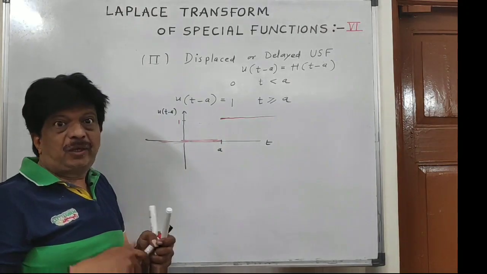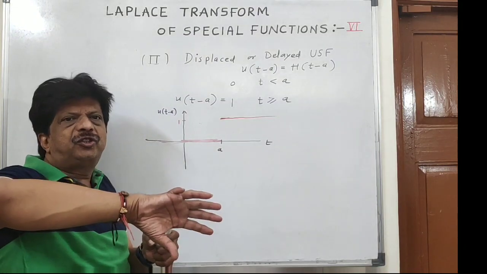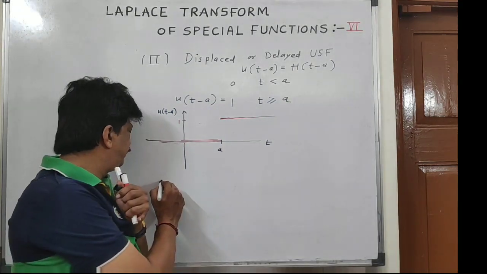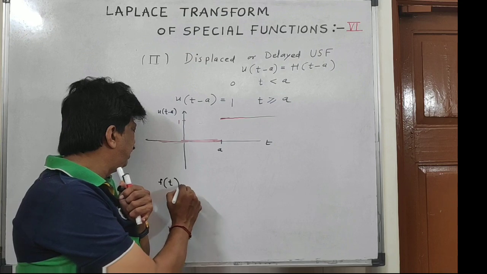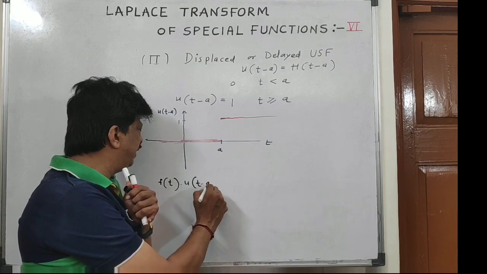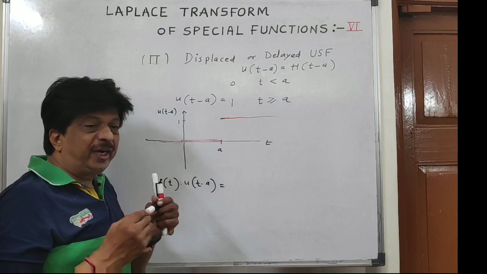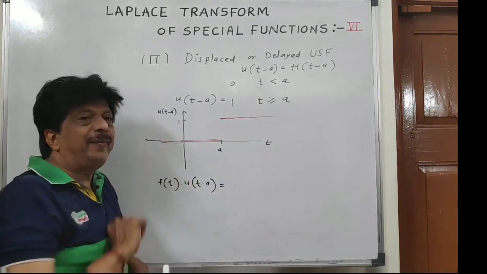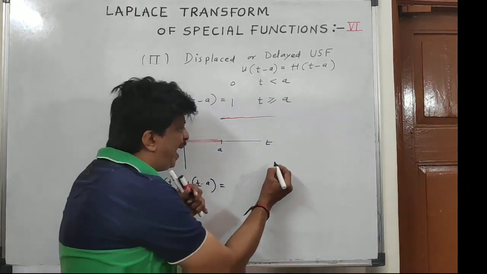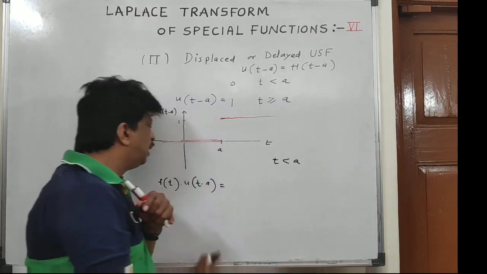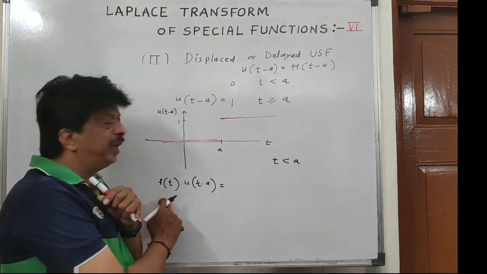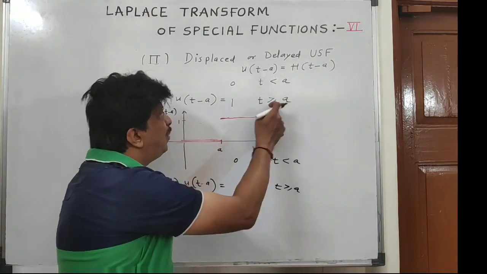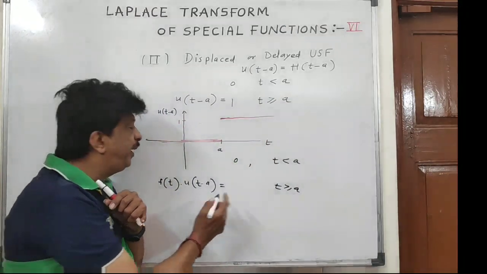Now, the effect of multiplication of any arbitrary function f of t with this function u of t minus a. Consider f of t is any arbitrary function. We have taken a parabola and this u of t minus a. Now, when t is less than a, u of t minus a is 0. So, 0 into anything is 0. Now, when t is greater than or equal to a, its value is 1. 1 into f of t is f of t.